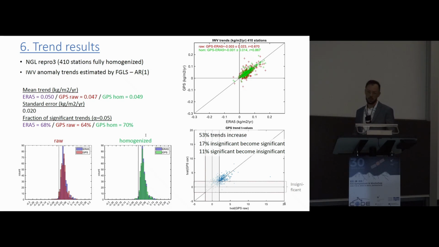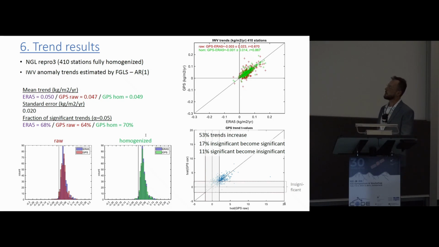Okay, now what is the impact of detecting and correcting the jumps on the trend estimates? We show here the results for NGL Repro 3 only. There were 600 stations which had 20 years of time series. About the 600, 410 could be fully homogenized because we had nearby stations.